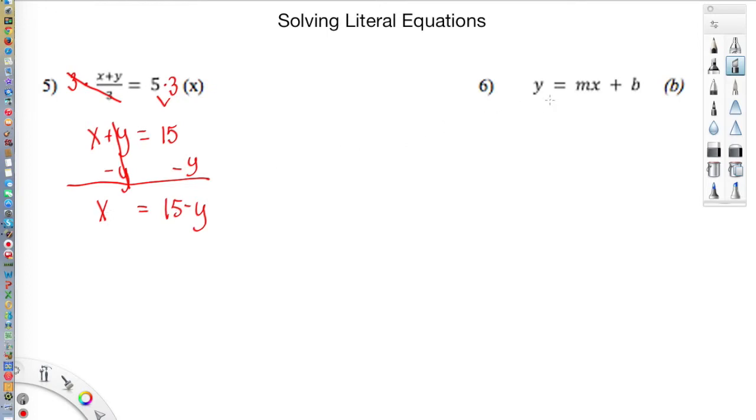Number 6, okay, I've got the slope-intercept form over here. y is equal to mx plus b. You guys should be pros at that. We want to solve in terms of b. And this is pretty simple.